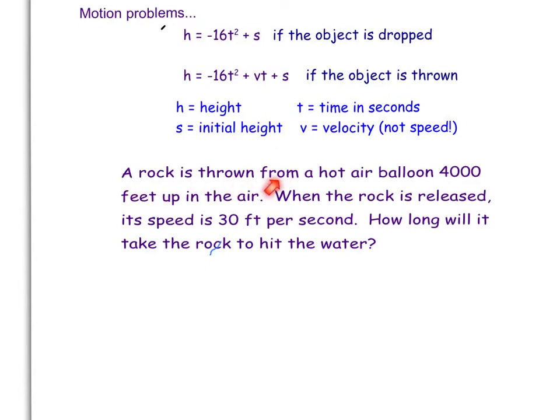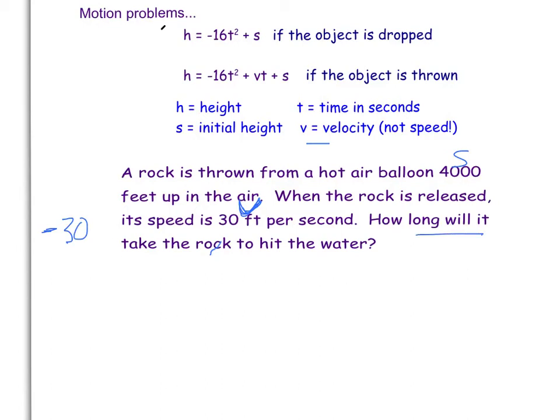So here, a rock is thrown from a hot air balloon at 4,000 feet. So that's going to be our initial height, s. When the rock is released, its speed is 30 feet per second. So that's the velocity. But remember, the velocity includes direction. And because it is up high and it is going down, it's going in a negative direction. So it's really negative 30 feet per second.